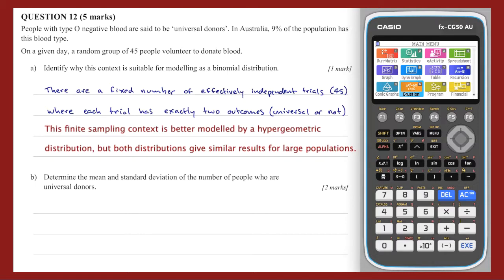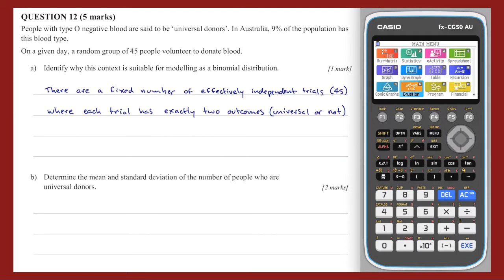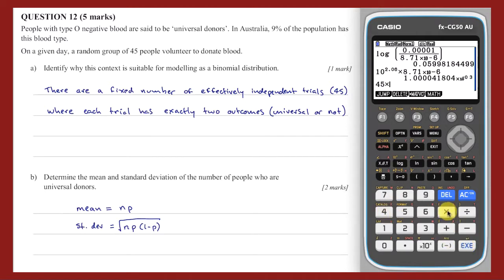However, given the large size of the Australian population relative to the sample size, this changing probability p as the sample is drawn will have negligible effect on the results obtained, and so the binomial distribution should still prove to be an accurate model. Part B. The mean and standard deviation of this binomial distribution can be calculated using the formulas mu equals np and sigma equals the square root of n by p by 1 take p. These can be evaluated using n equals 45 and p equals 0.09.